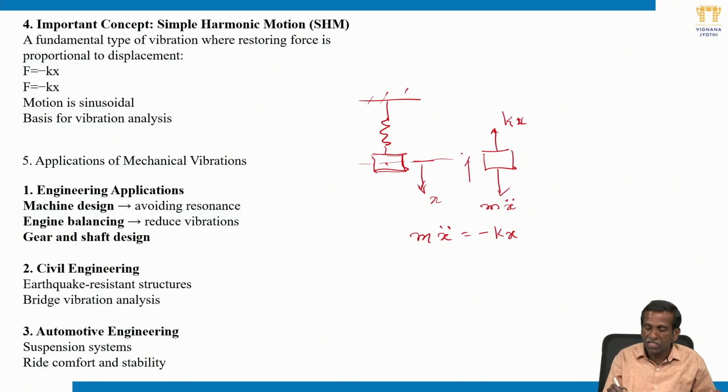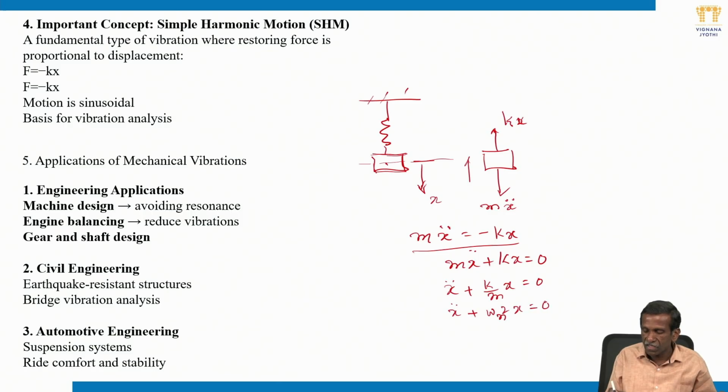Then you can write mx double dot plus kx. This is also the displacing force equal to the restoring force, so equal and opposite in direction. So you are going to get the equation mx double dot plus kx equal to 0. So what is the frequency? How do you find it? If you divide all the terms with m, then you are going to get x double dot plus k by m x equal to 0. So here x double dot is acceleration, plus omega n square x, equal to 0.